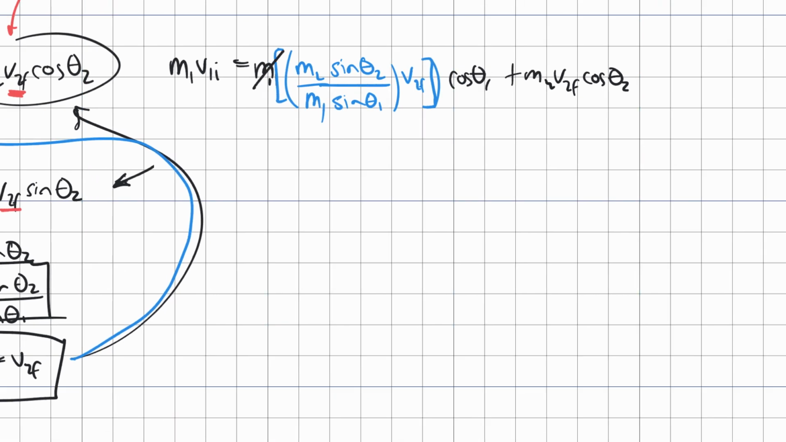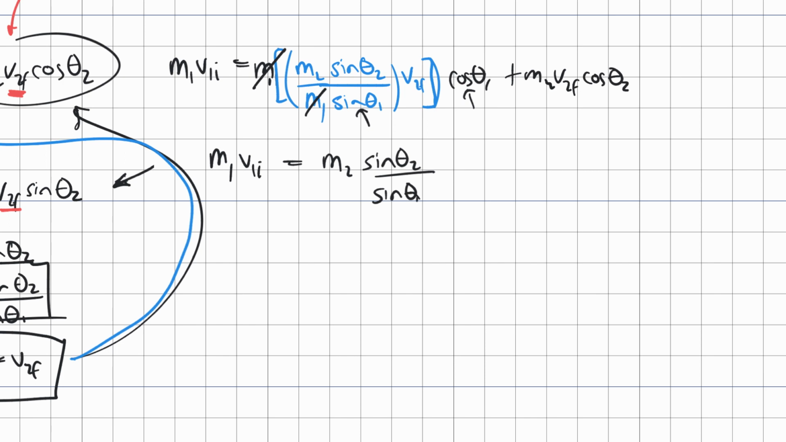We will note that this M1 and that M1 will cancel. This cosine and that sine will become a cotangent, but nobody really likes that. Let me just go ahead and clean this up a little bit. M1 V1I equals M2 sine theta 2 divided by sine theta 1.